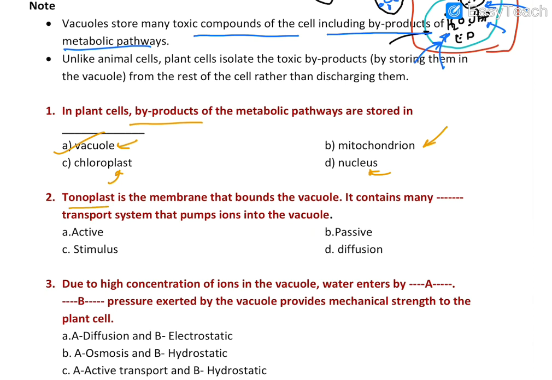Then coming to the second one, a tonoplast is the membrane that bounds the vacuole. So the membrane that covers the vacuole is a tonoplast. It contains many dash transport system. It contains active transport system that pumps ions into the vacuole. Against the concentration gradient, ions are pumped to enter into the vacuole. Such a process requires energy. Any transportation that requires energy, we call it active transportation. So the right answer will be the first one, active transport.